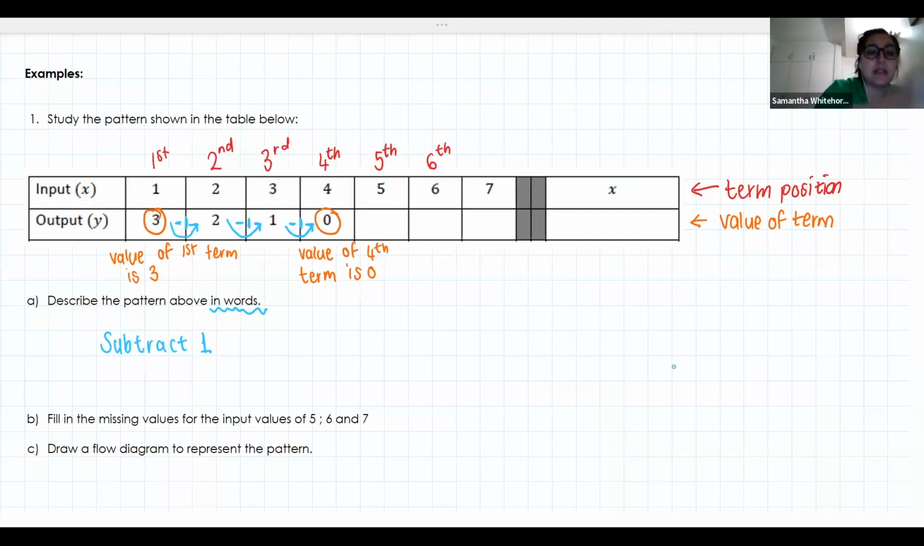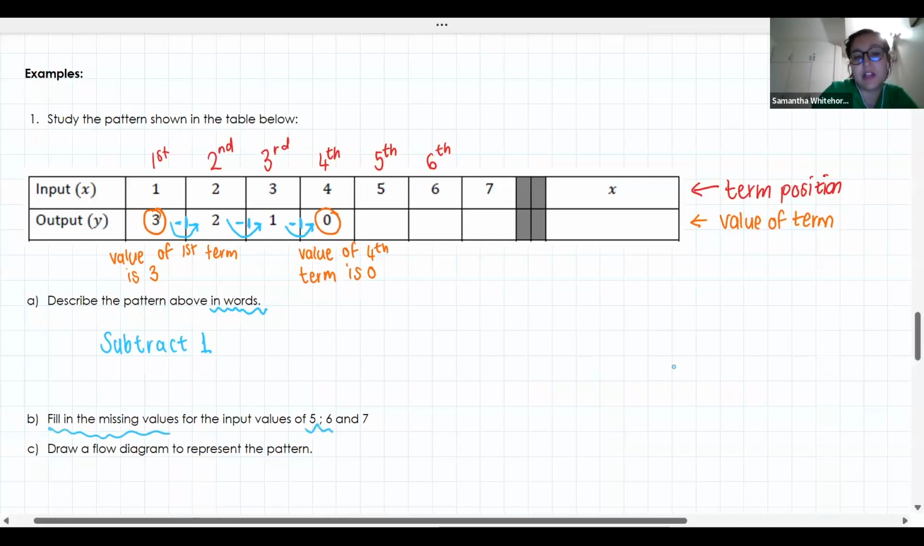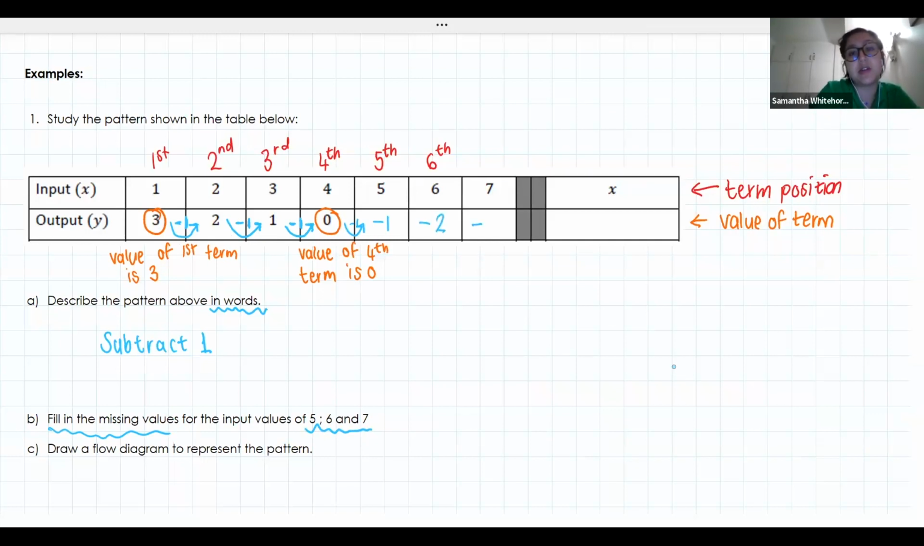That now means that I can fill in my missing values. So I want to fill in my missing values for the inputs of 5, 6, and 7. So I just carry on my pattern. I subtract 1 and I get -1. I subtract 1 and I get -2. I subtract 1 and I get -3. So because I know what my pattern is, I can continue it.